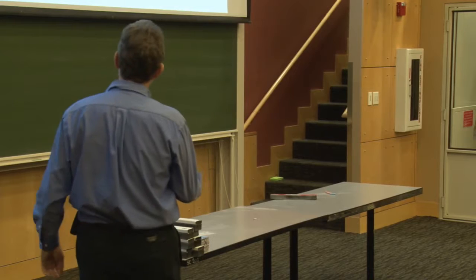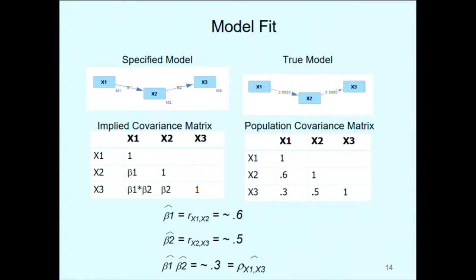But the basics of it are, the estimate for beta 1 is going to be the sample covariance of x1 and x2, which is probably going to be around 0.6 because this is the true model. The estimate for beta 2 is going to be the sample covariance for x2 and x3, which is going to be approximately 0.5. And the estimate for beta 1 times beta 2 is completely constrained. You can't choose a number. It's going to be about 0.3, which is going to be your estimate for the population correlation of x1 and x3. So this is all good.